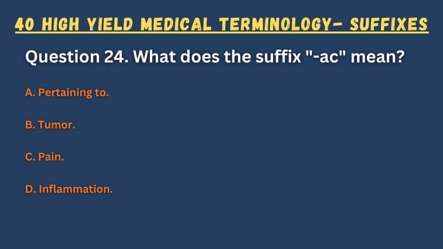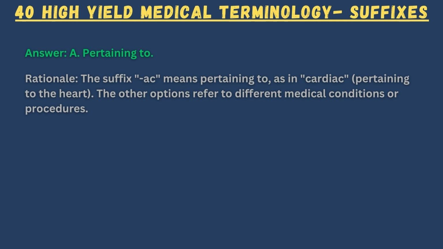Question 24. What does the suffix -ac mean? A. Pertaining to. B. Tumor. C. Pain. D. Inflammation. Answer: A, pertaining to. Rationale: the suffix -ac means pertaining to, as in cardiac, pertaining to the heart. The other options refer to different medical conditions or procedures.